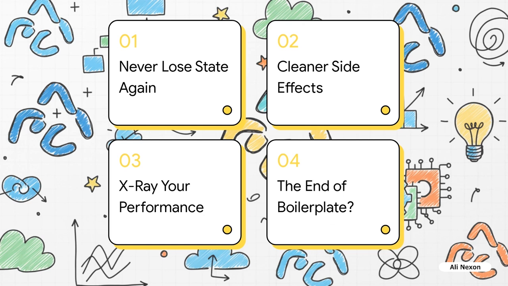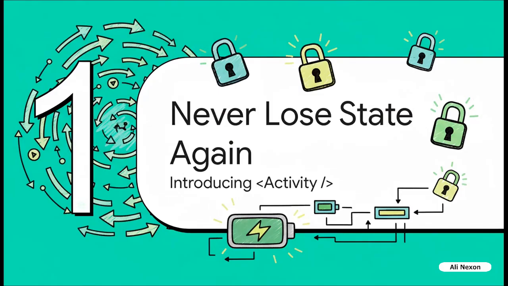First, we're going to tackle that classic headache: how to stop components from losing their state when they disappear. Then we'll check out a new hook that finally cleans up our side effects. After that, I'll show you how to get like X-ray vision into your app's performance. And to top it all off, we're going to ask the big one: is this the end of boilerplate as we know it? Let's get into it.